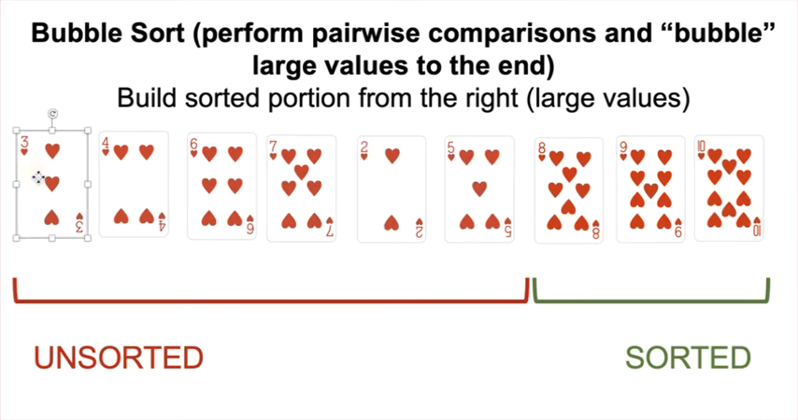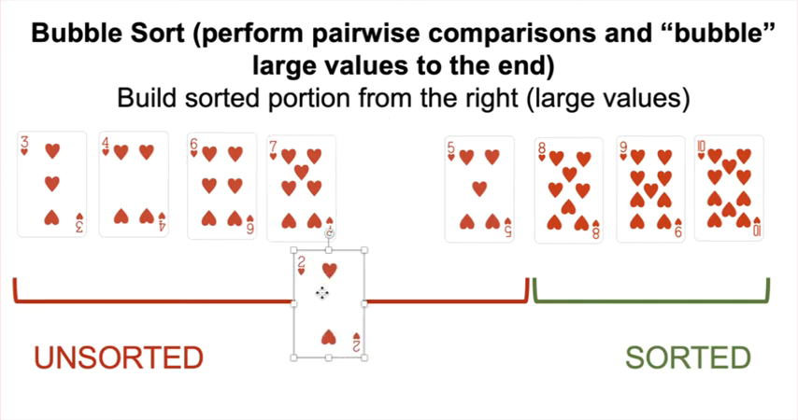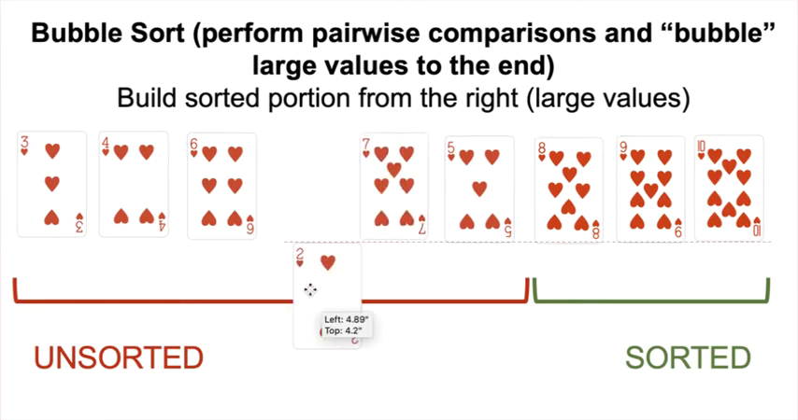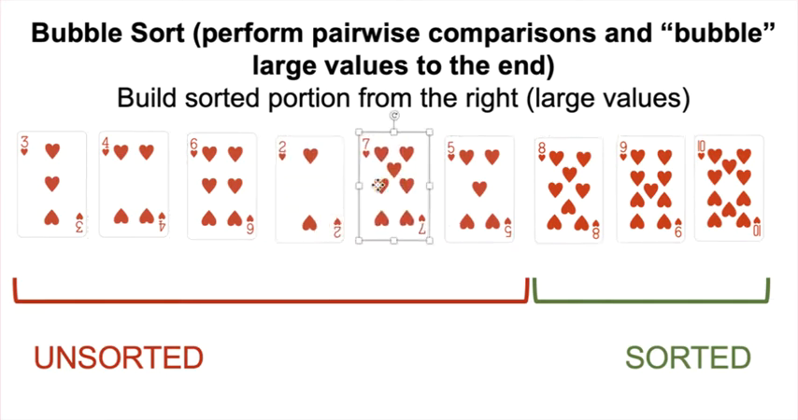All right, we start with the first element in the unsorted portion of the array, 3. Is 3 smaller than 4? No. 4 smaller than 6? No. 6 smaller than 7? No. 7 smaller than 2? Yes. So we swap. We're going to watch 7 bubble a little bit.